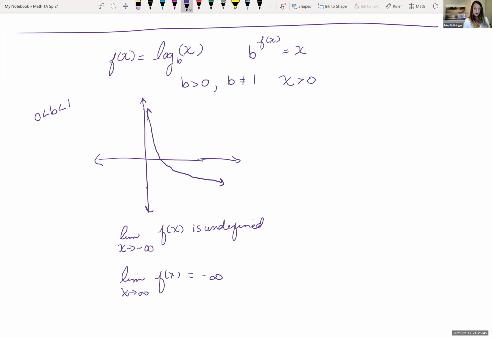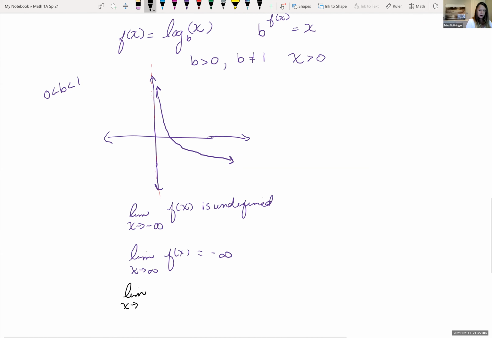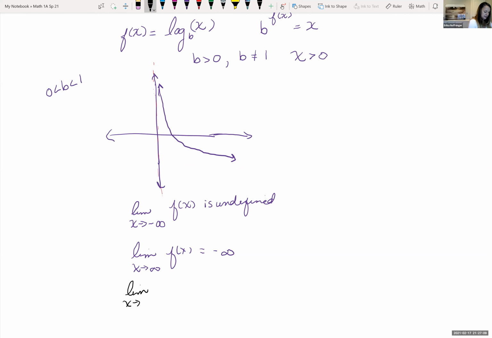We were talking about vertical asymptotes yesterday, and notice that our logs have a vertical asymptote. We could say that the limit as x is approaching 0, and notice that we're only approaching from one side, the right-hand side of 0, so I would write the limit as x approaches 0 from the right of f of x is going to positive infinity.